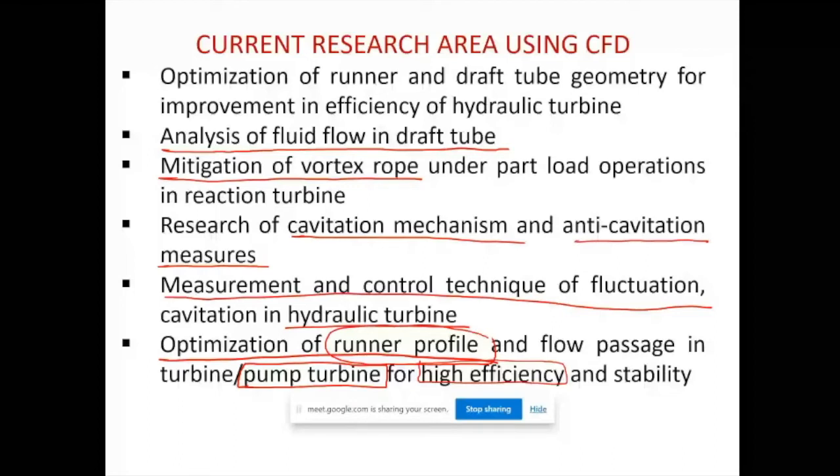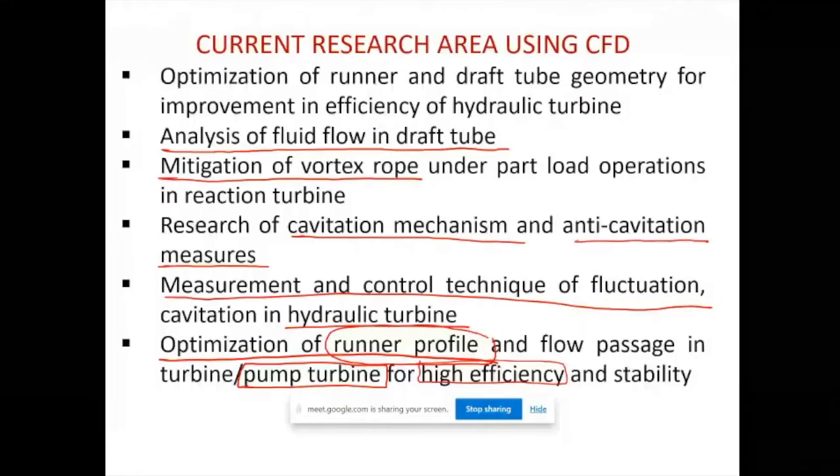So in that particular operation, pump turbine operation, we have to look at what kind of flow problems are there. A lot of instability issues are there in the case of the pump turbine. So people are working so that the stability issue can be resolved.